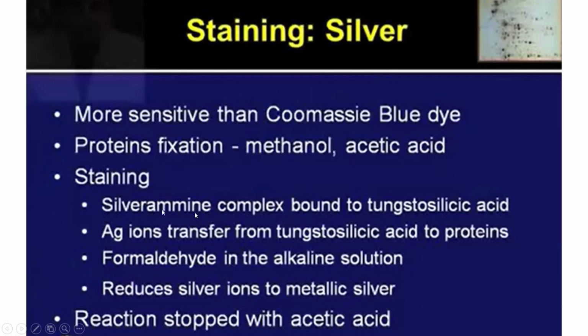So this silver staining, basically, has a silver amine complex bound to tungstosilicic acid, and these specific ions transfer this acid to proteins. In this process itself, you also add an alkaline solution, and this alkalinity is because of the formaldehyde present, which reduces silver ions into metallic silver, and that's what helps you with detection while visualizing. And this whole reaction is stopped with acetic acid. So that's the whole protocol for silver staining.